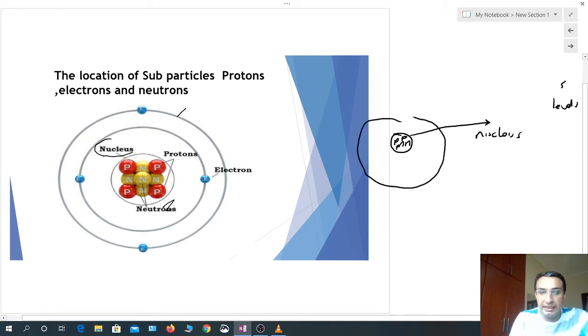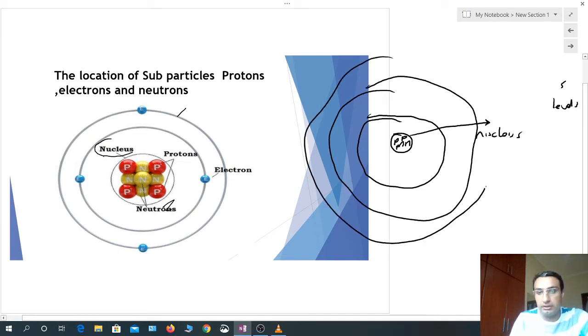Then the nucleus is surrounded by circles, okay. These circles are like 3 dimensions. Just to make you understand, we draw simple circles, but normally they are three-dimensional shapes or orbits, okay? So electrons are available inside these circles. They are moving, okay? They are moving in constant speed in this circle. So these circles are called energy levels or orbits.